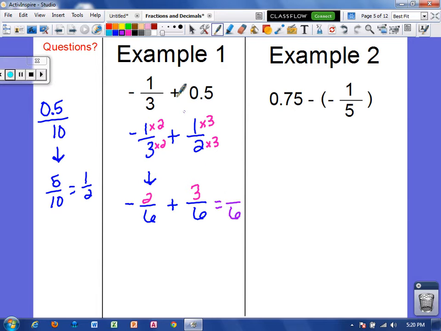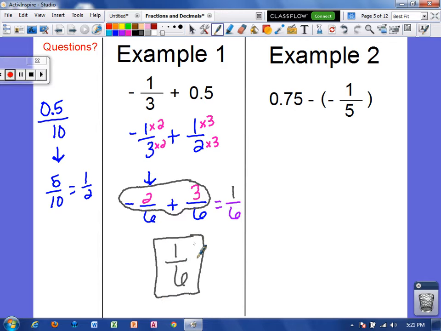So now all I care about here is that I have a -2 plus 3. -2 plus 3, negative plus a positive, so I find the difference. So the difference between 3 and 2 is 1, and take the sign of the higher number, and the higher number is 3. So this is a positive 1/6. All right, example 2, we have 0.75 minus a negative 1/5.